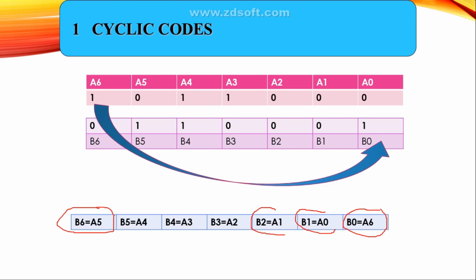In this rightmost equation, the last bit of the first word is wrapped around and becomes the first bit of the second word. See the value of A6 is shifted to the first bit of the second word. And then each bit is shifted to its corresponding next position.